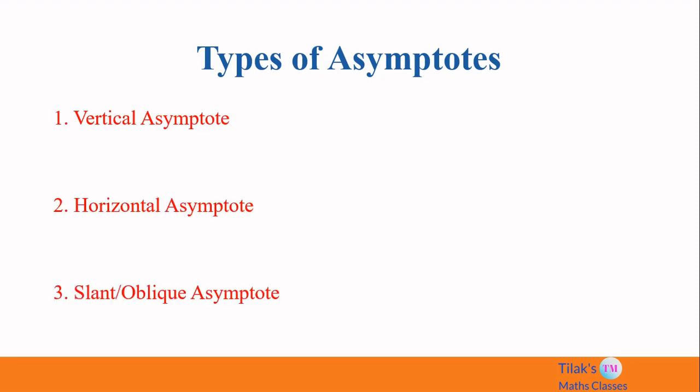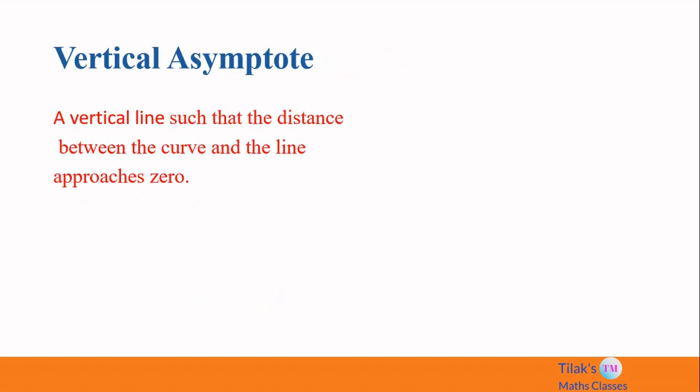Let us discuss types of asymptotes. There are three kinds of asymptotes: vertical asymptote, horizontal asymptote and oblique asymptote, which we also call slant asymptote. First, let us discuss a vertical asymptote. A vertical line such that the distance between the curve and the line approaches 0 as the curve approaches infinity is called a vertical asymptote.